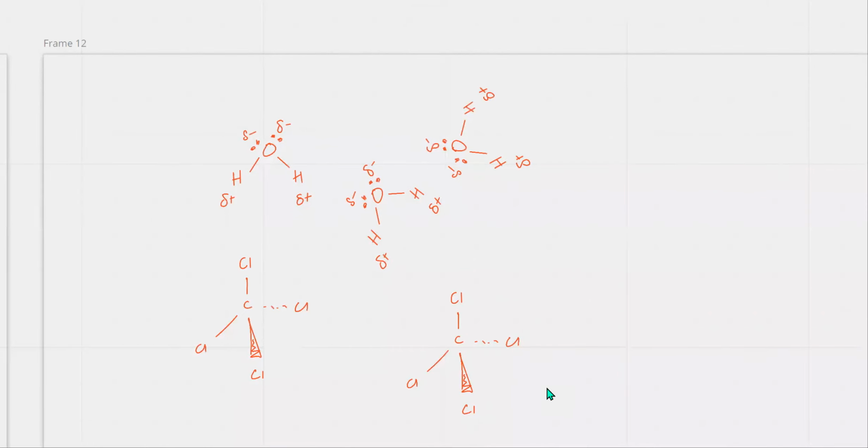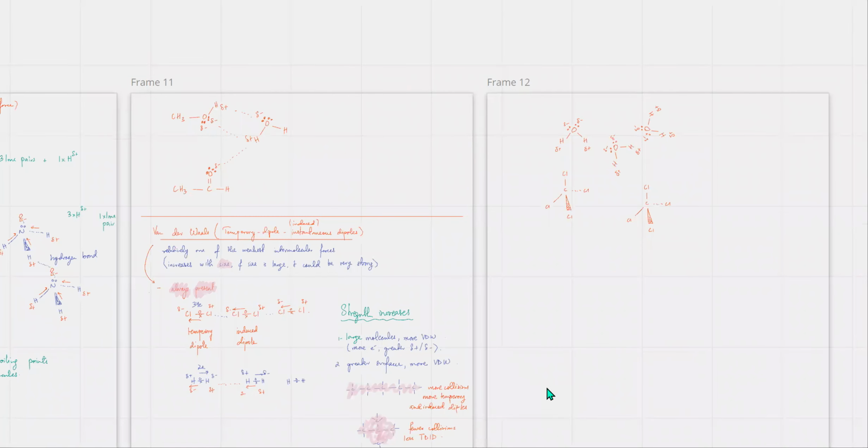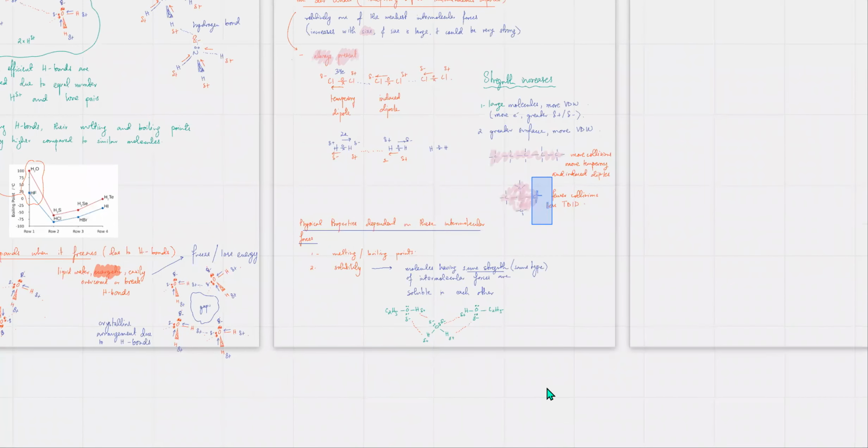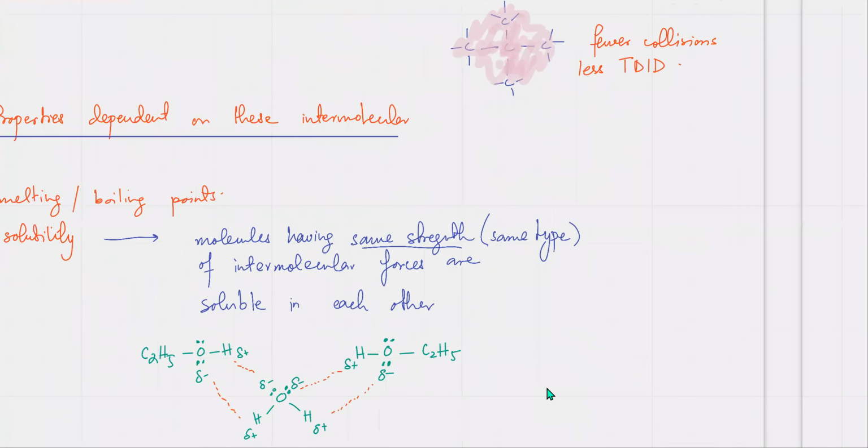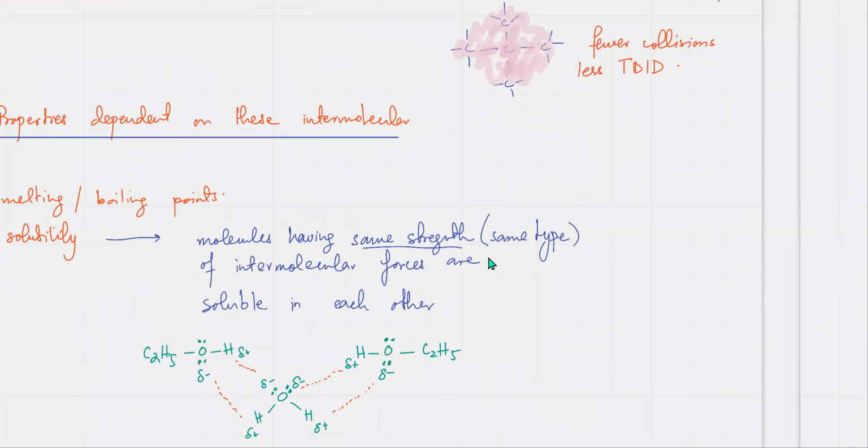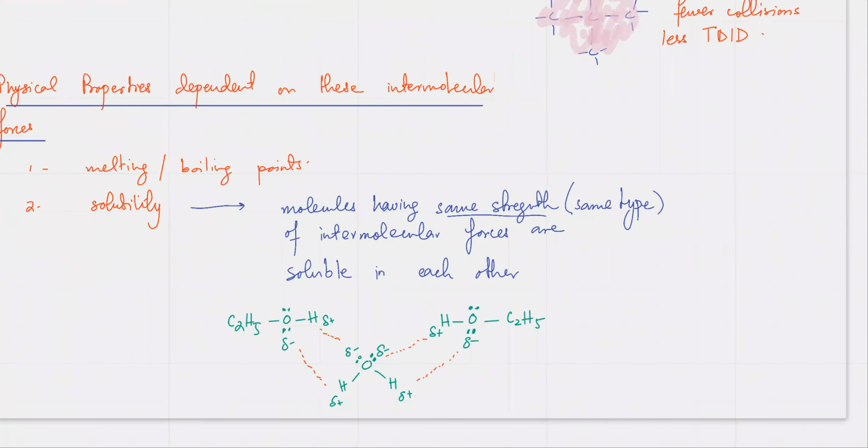So the point is that the rule is that molecules that have the same strength or the same type of intermolecular force, they are soluble in each other. If they have different types, like one of them has van der Waals forces and the other one has hydrogen bonding, they're not going to mix. Is this clear?